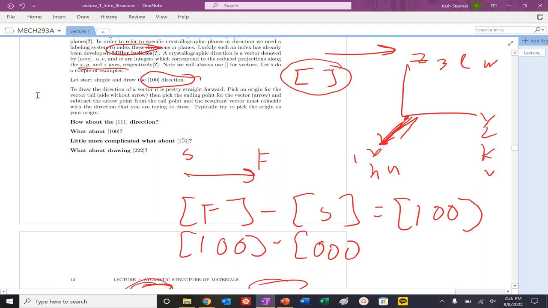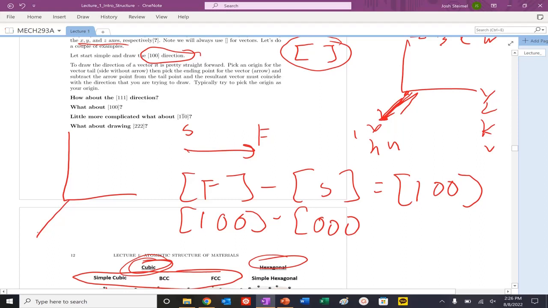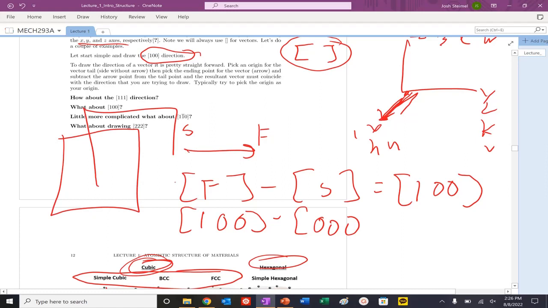So somewhat straightforward. How would we draw the 111 direction? For a lot of these, I can do the same kind of activity. And what I like to do is draw it within a unit cell. So for example, I want to draw this unit cell right here. 111, start at the origin, that would be my 111 direction.